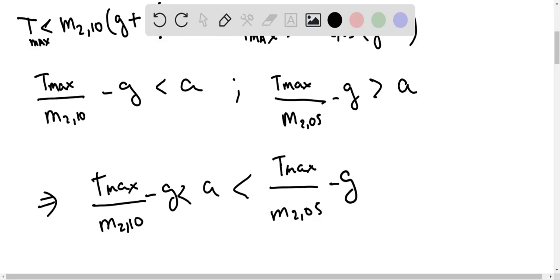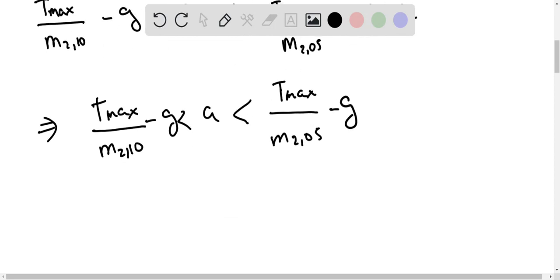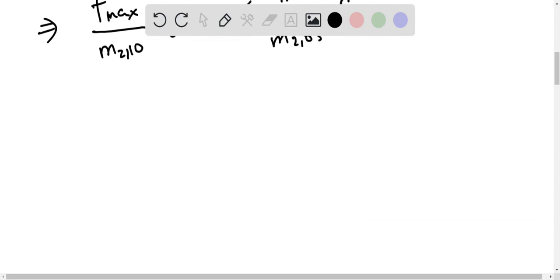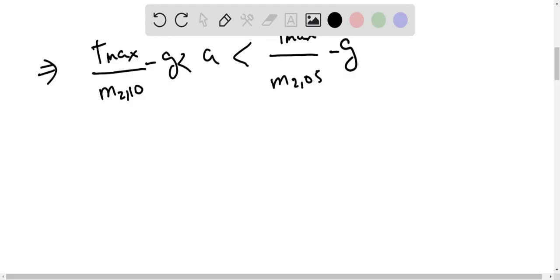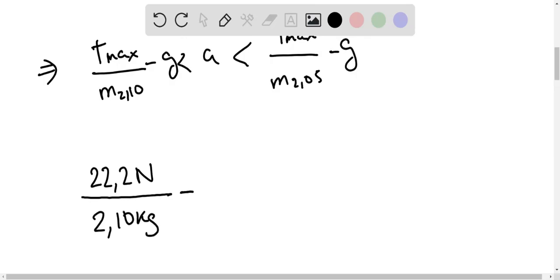And now we can put in all the numerical values to obtain the numerical value of the interval of A. We know that the Tmax value is 22.2 newtons. That is the given information for this problem. We know the mass for this part is 2.10 kilograms, and the acceleration due to gravity is 9.8 meters per second squared, and this should be less than A.